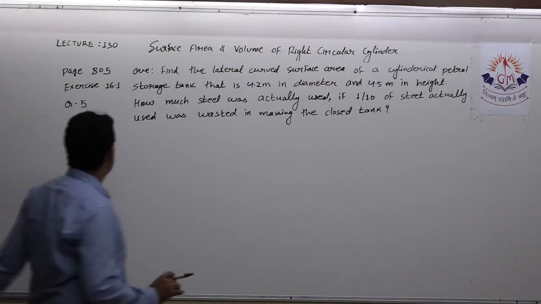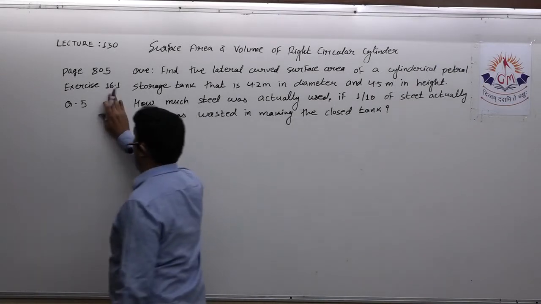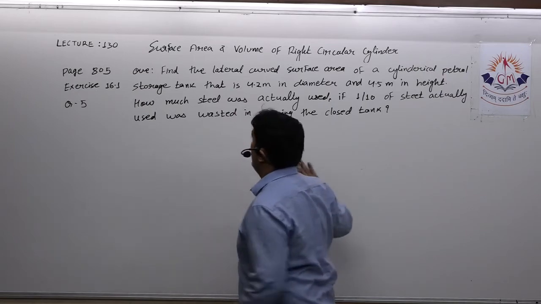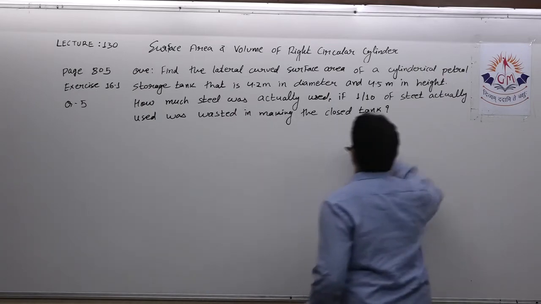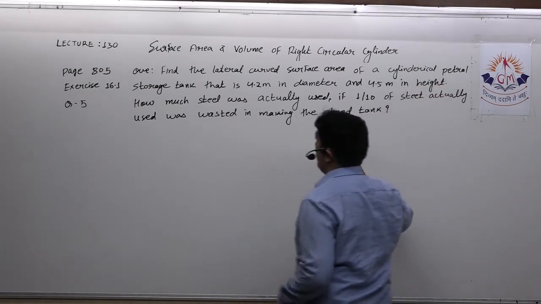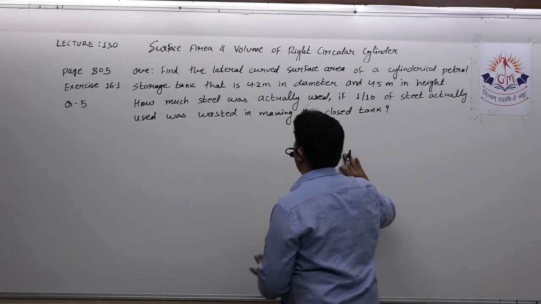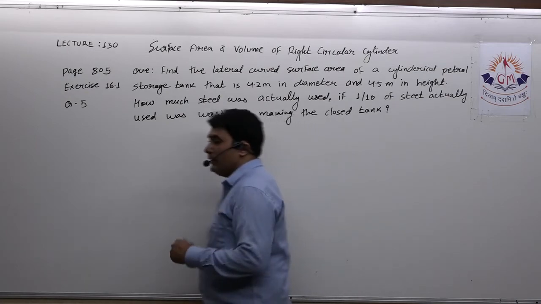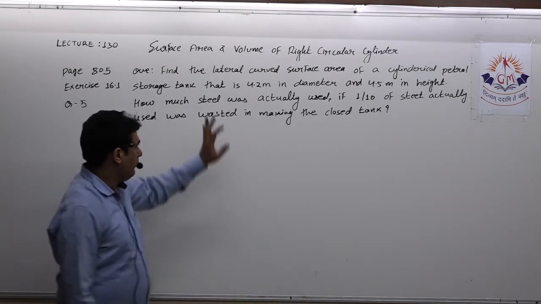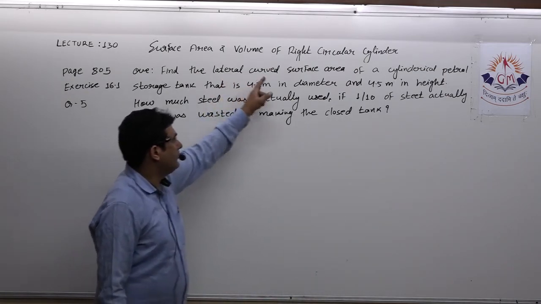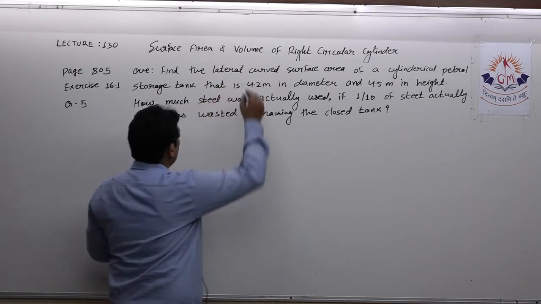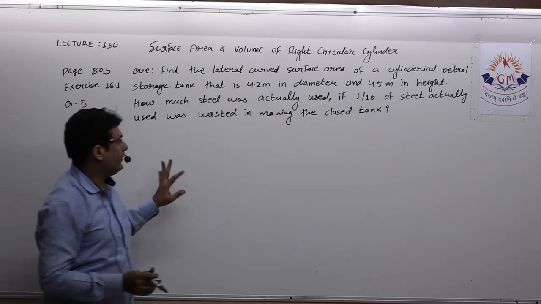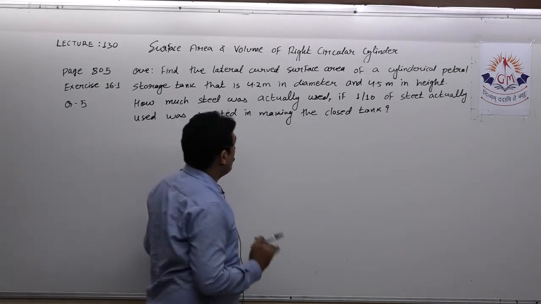This is the next question taken from exercise 16.1, page 805, question number 5. Find the lateral curved surface area of a cylindrical petrol storage tank that is 4.2 meter in diameter and 4.5 meter in height. That means lateral surface area. However, they should write lateral curved surface area, that is nothing like this. It is only curved surface area, either lateral surface area or curved surface area.